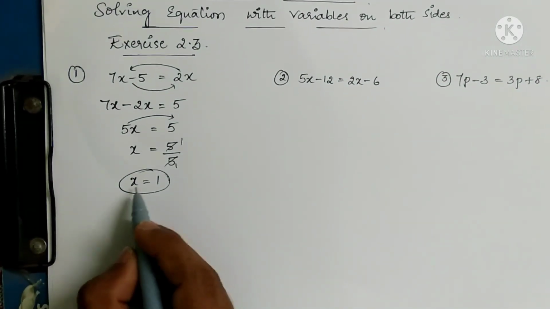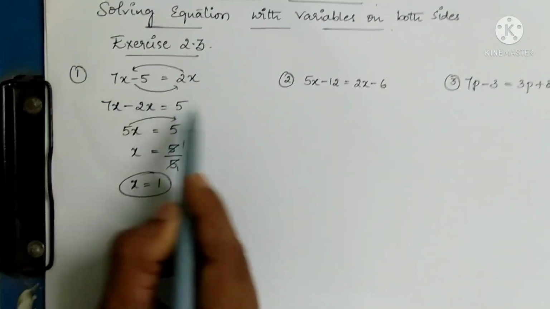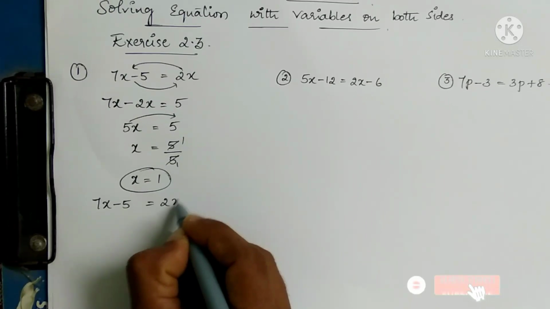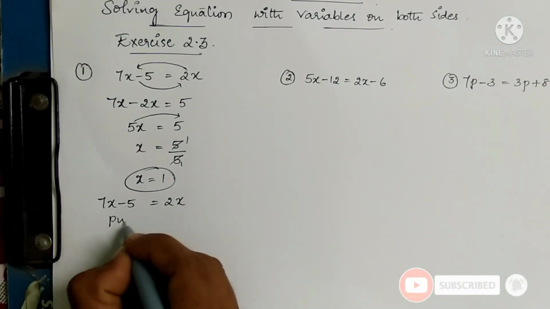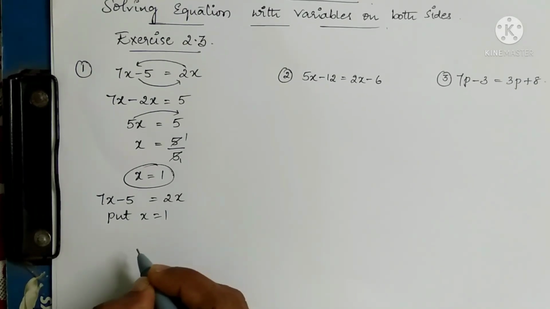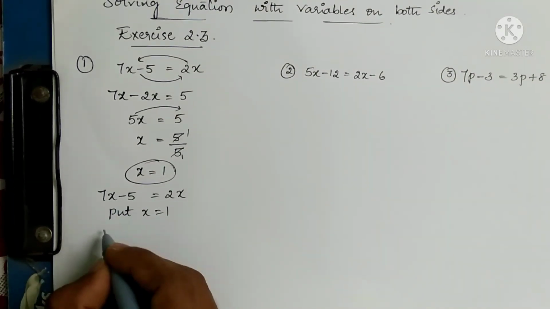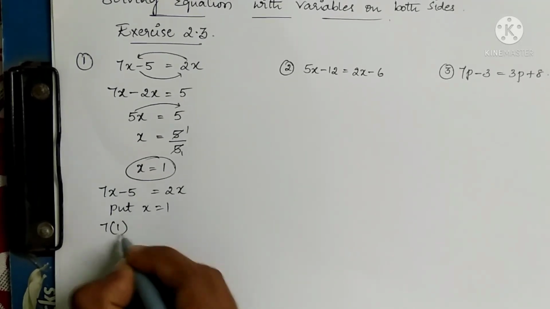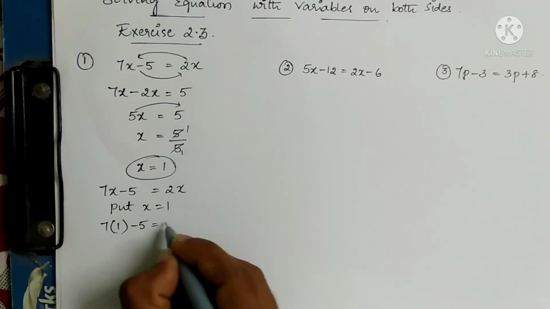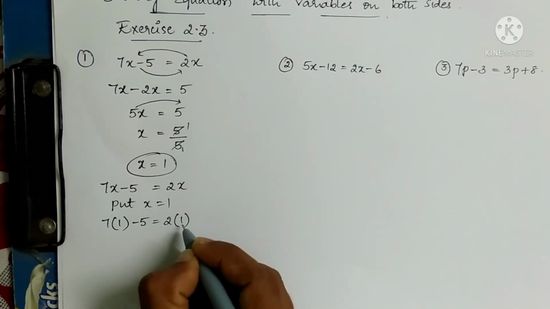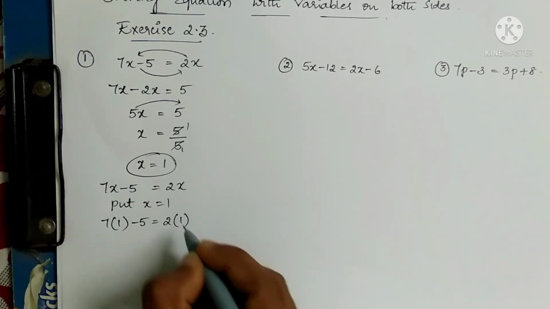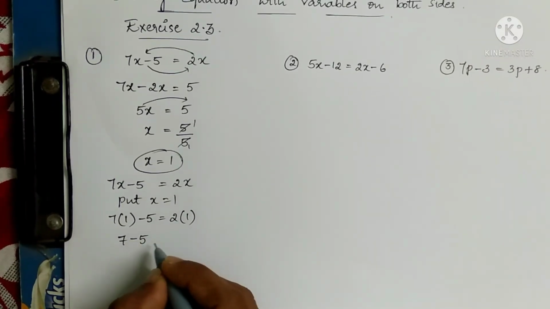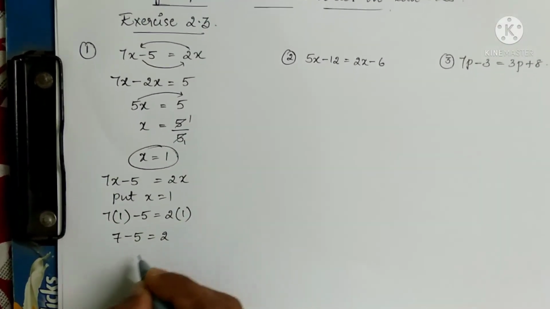Now we have to check whether x equal to 1 satisfies the given equation or not. The equation is 7x minus 5 equals 2x. Put x equal to 1. In place of x, I substitute x equal to 1: 7 into 1 minus 5 is equal to 2 into 1. So we are replacing the value of x equal to 1. 7 into 1 is 7, minus 5 as it is, which is equal to 2 ones are 2.